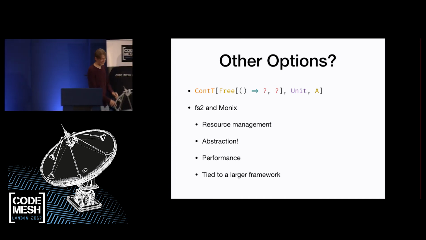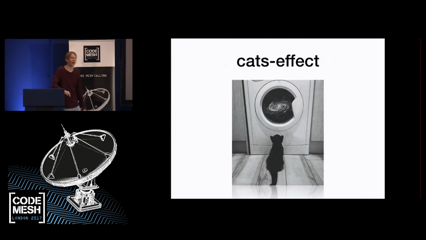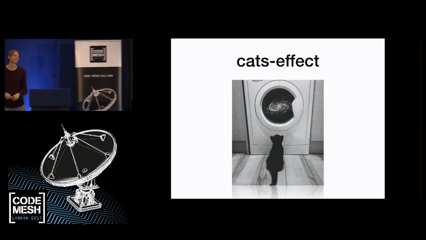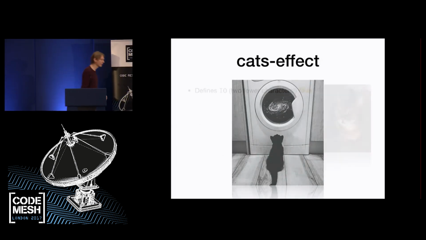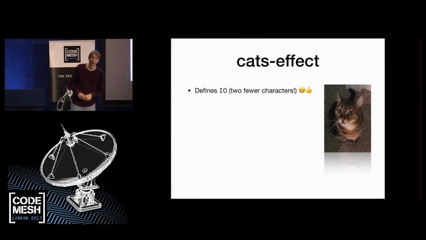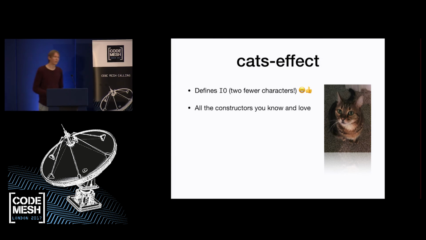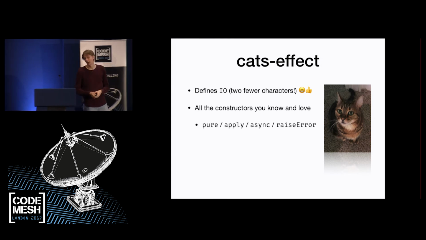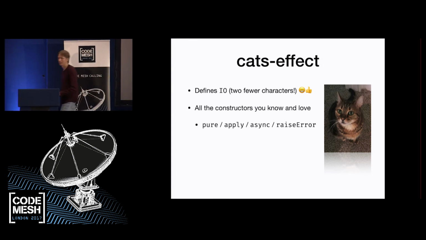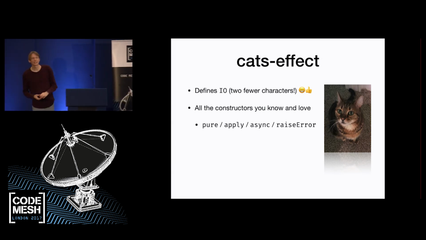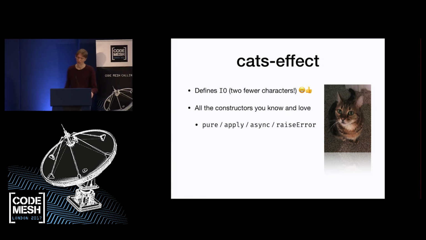So this was why, basically at the beginning of this year, I created the Cats Effect project. Cats Effect defines an I/O monad, which we're back down to 2 characters. And the I/O monad has all the constructors you know and love. I bike shedded them a little bit because I'm like that. But it's basically all the same things as in Task, right? We have pure, apply, async, and raiseError.